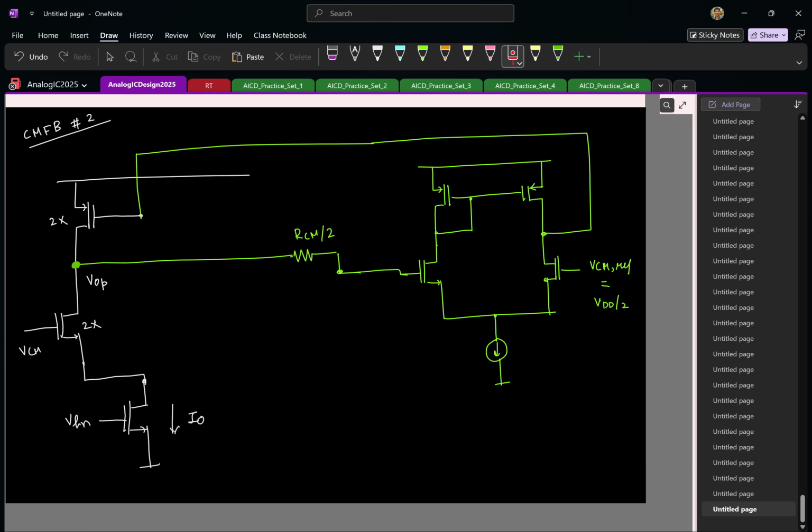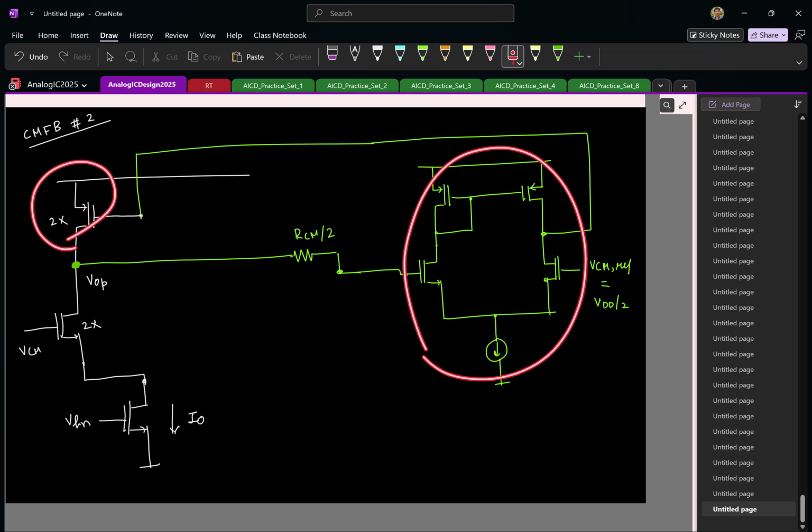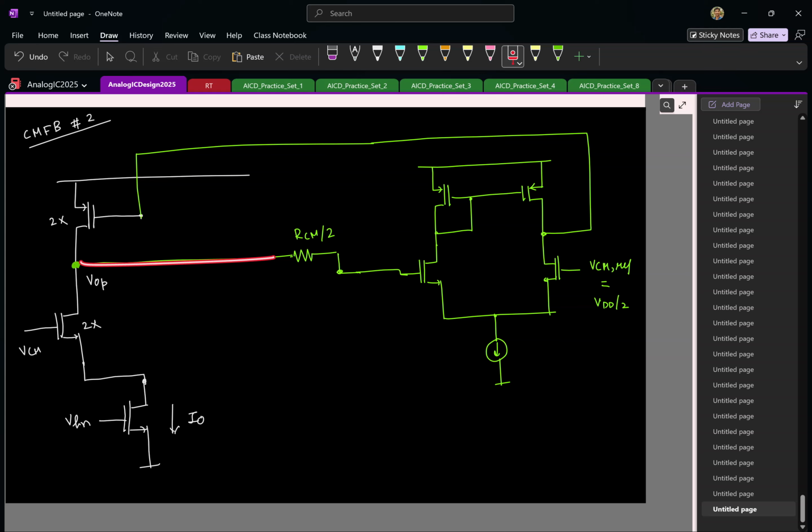Sorry, why gain boosting? It's a two-stage OTA because, see, I have a 5 transistor OTA. The output of this goes to the gate of another transistor, and I'm tapping the output from the drain. So what configuration is this? Input at the gate, output from the drain. Common source. So this is one 5T OTA. This is another common source. I'm putting them in cascade, and the final thing is put in feedback.